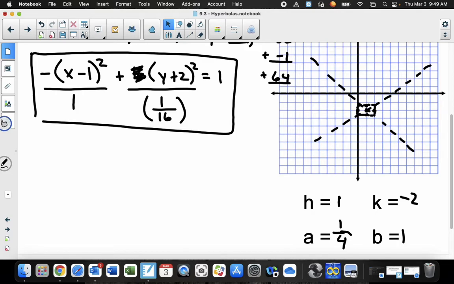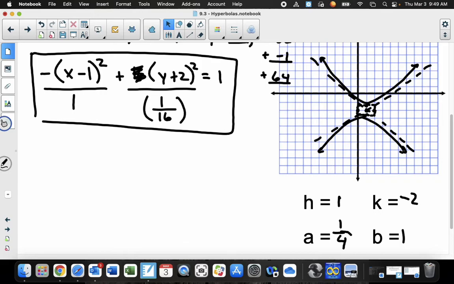Which way do we say the hyperbolas are opening? Up and down or left and right? Up and down, because the y's are the positive term. So in this case, because the box is actually stretched horizontally, what that does to the hyperbolas is it widens them out a little bit. That's the effect it has on the graph. So it takes this and now there are the hyperbolas.